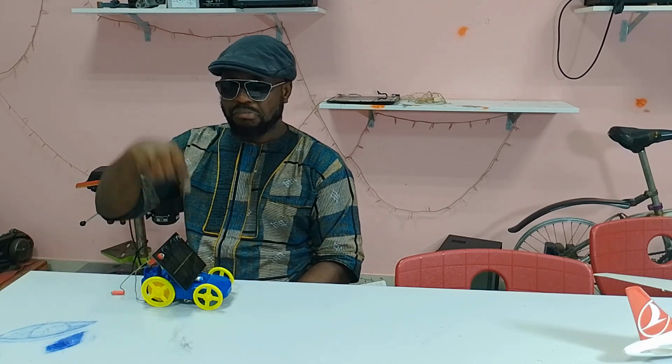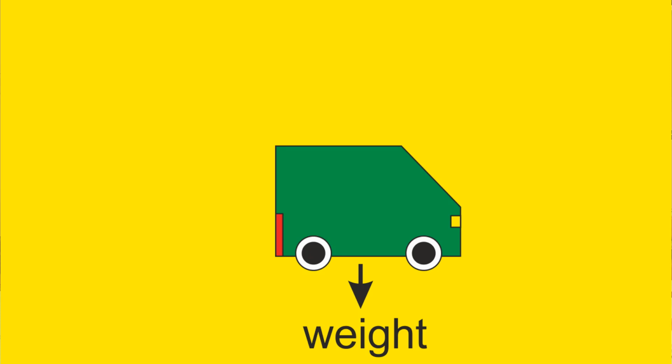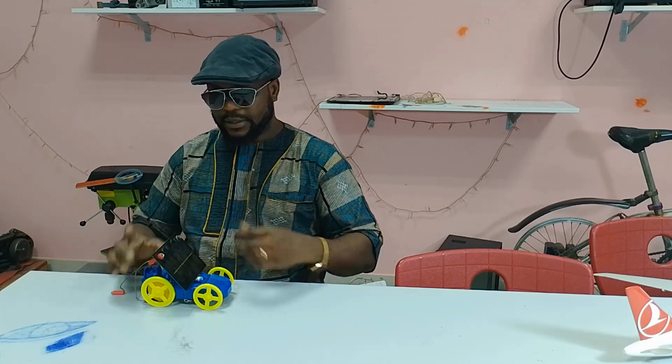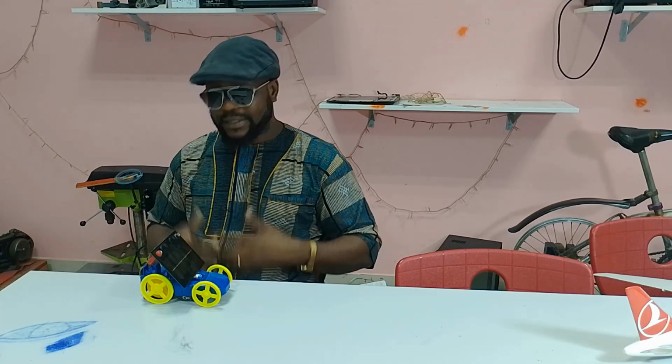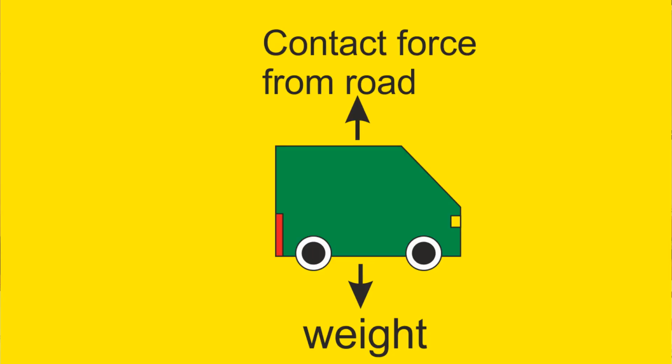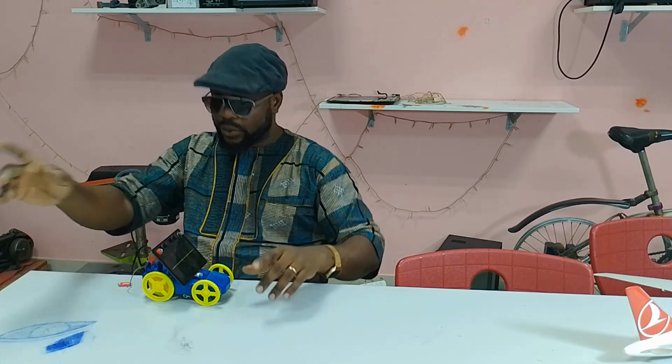Forces on a car when it is not yet moving. Can you name the first force? Weight. Can you name the second force? As this car sits on this road, the road is going to push it up. The second force is the contact force from the road. You can call it the reaction force or the normal force. Is there frictional force here? That will be static friction. Let's not go into that now.